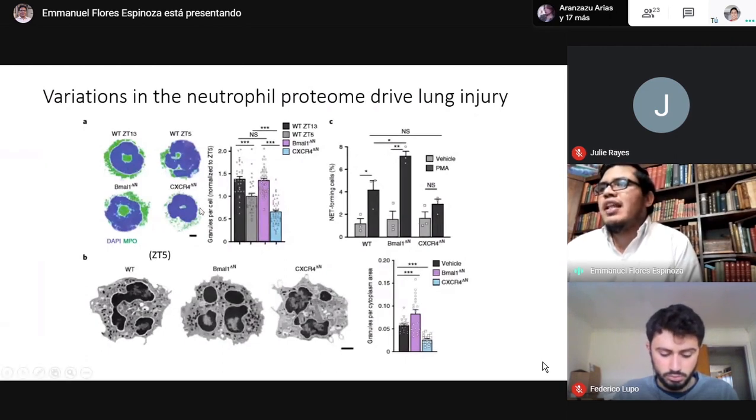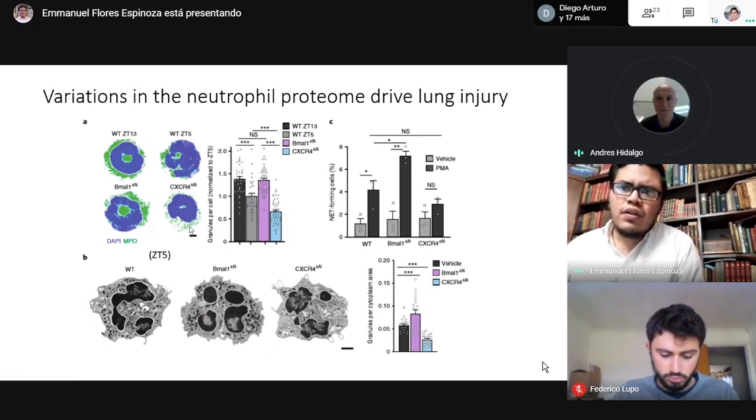If you didn't have CXCR4, you have more enhanced and non-regulated CXCR2 signaling in these cells, and you can see that the degranulation is more present. Any questions?